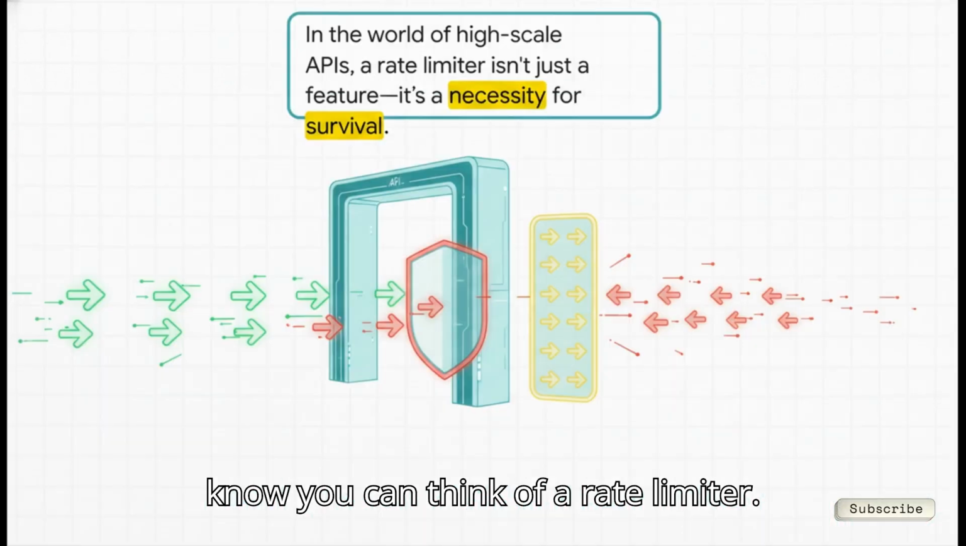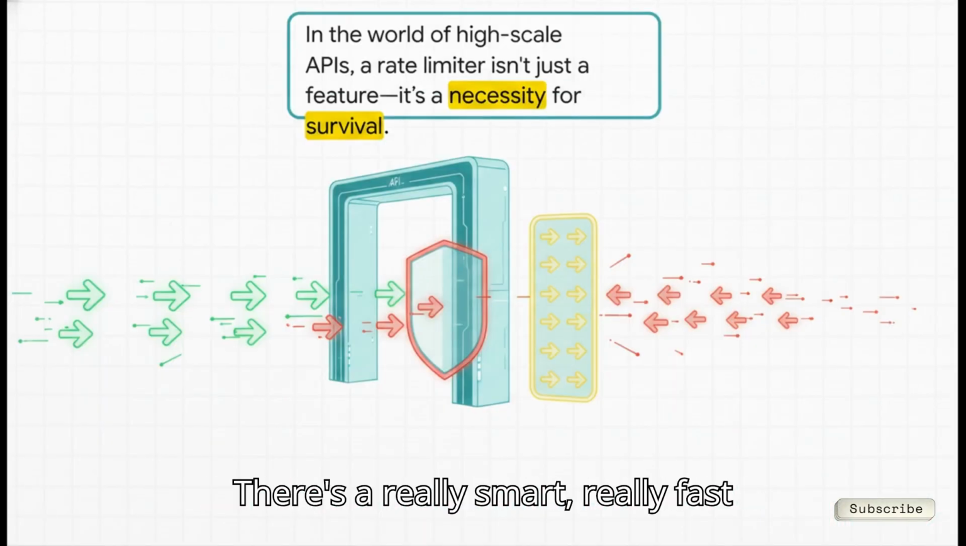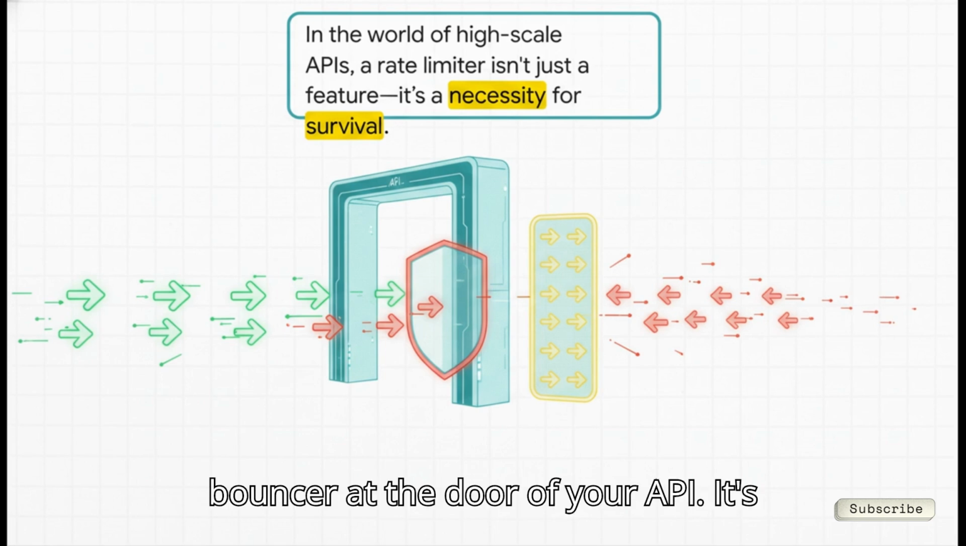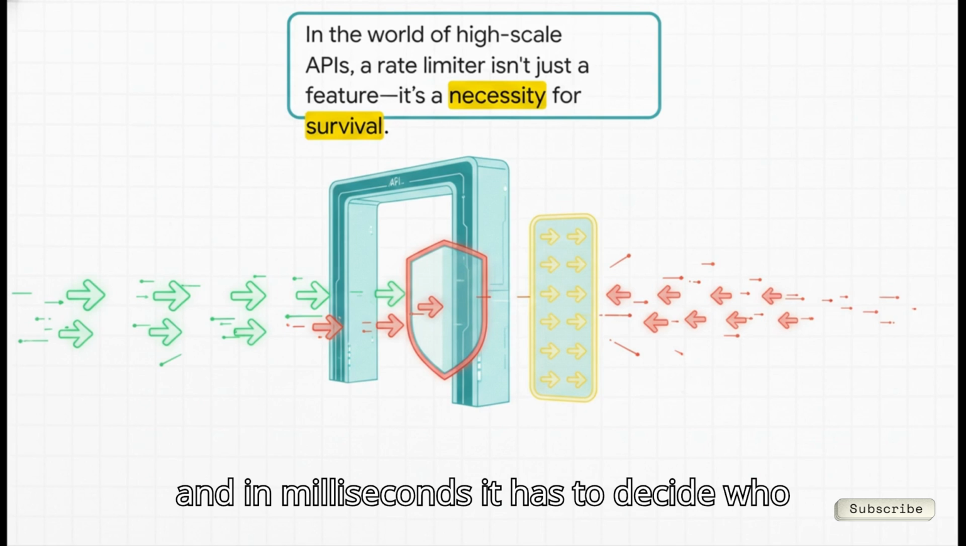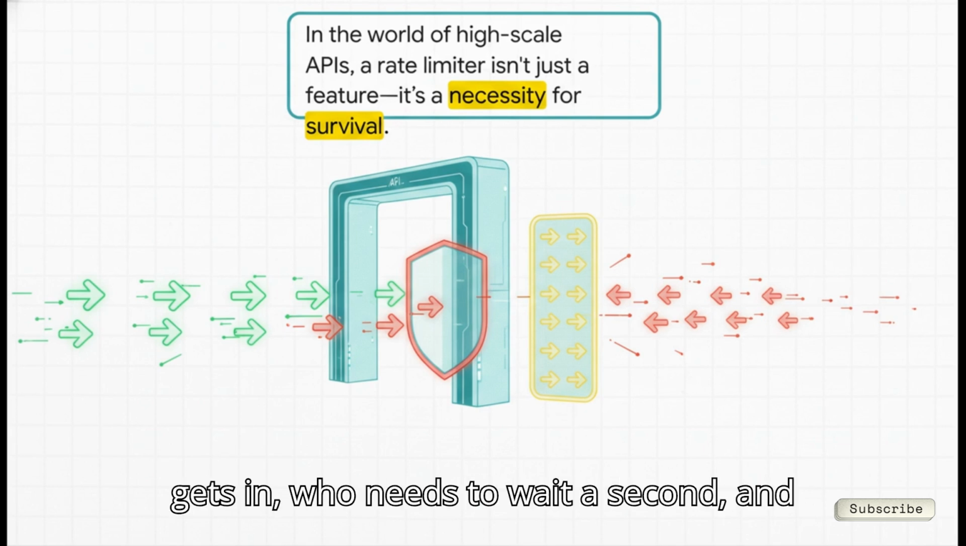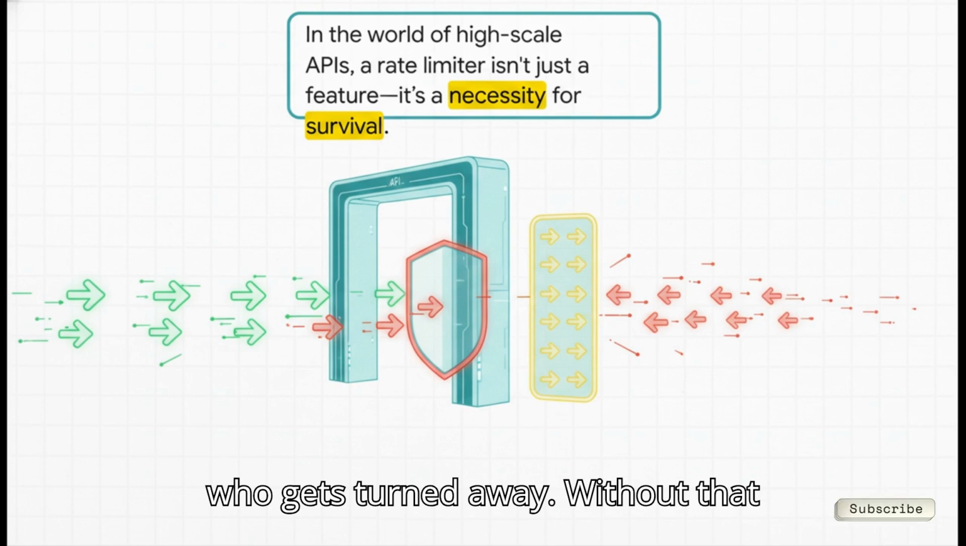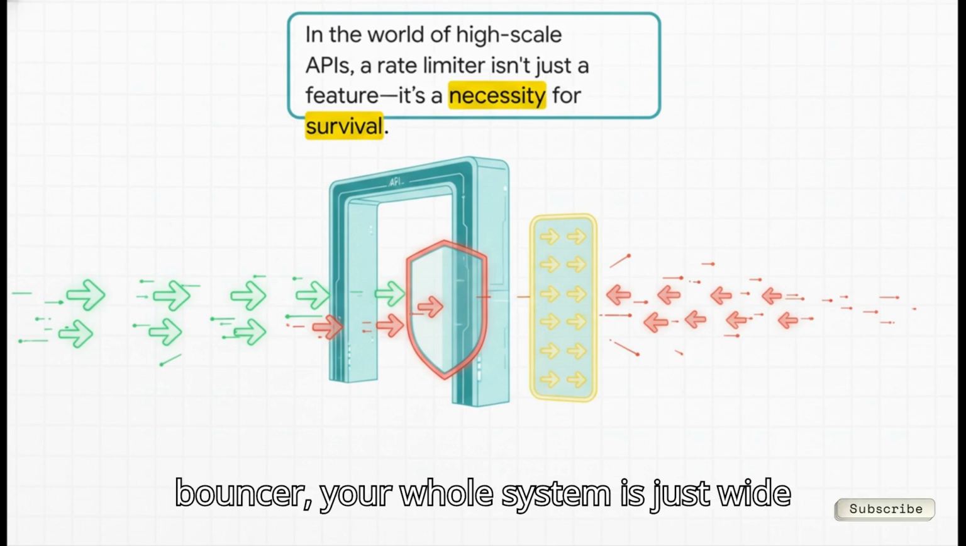You can think of a rate limiter as a really smart, really fast bouncer at the door of your API. It's standing right there on the front lines, and in milliseconds, it has to decide who gets in, who needs to wait a second, and who gets turned away. Without that bouncer, your whole system is just wide open.